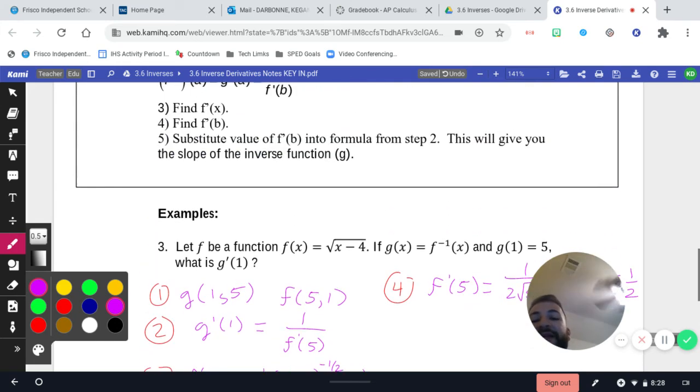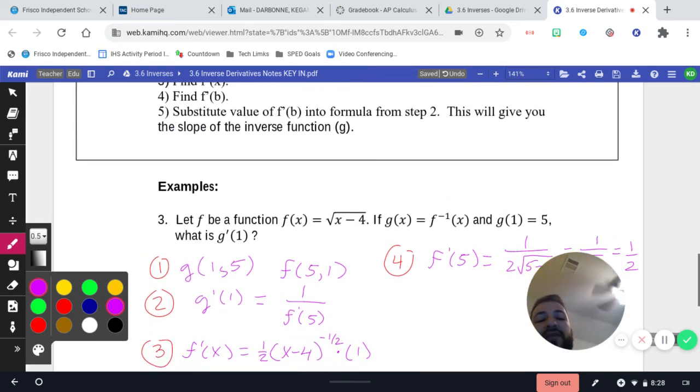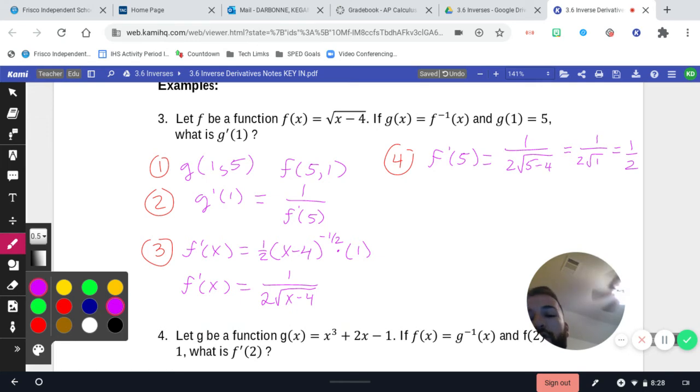And then last but not least, step 5, I'm plugging it back into the formula. So I want to find 1 over f prime of 5. So 1 over 1/2 would just be equal to 2. I'm just taking that reciprocal.